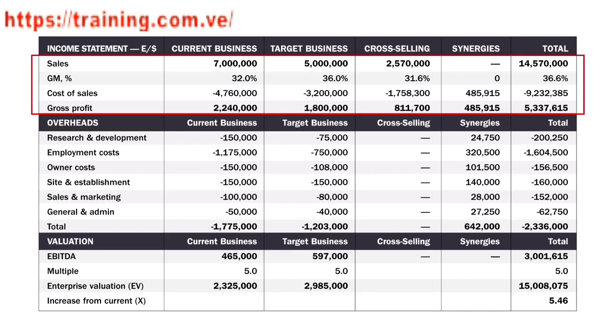First, we'll figure out the cross-selling revenue and the gross profit. And in this example, assume you have a $7 million revenue business at 32% gross margin. So it delivers a $2.2 million gross profit. Now the target business generates $5 million of revenues at, say, a 36% margin. So it's a $1.8 million gross profit. Now let me walk you through the mechanics of how this works.